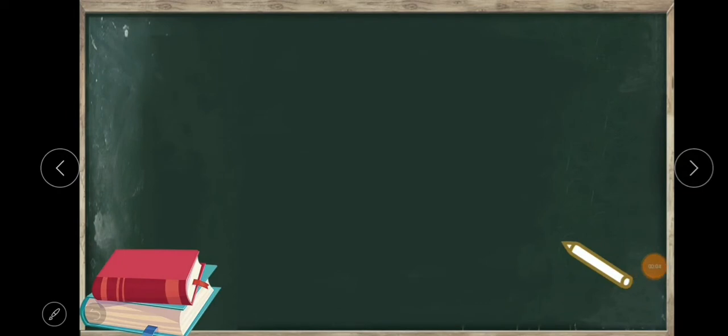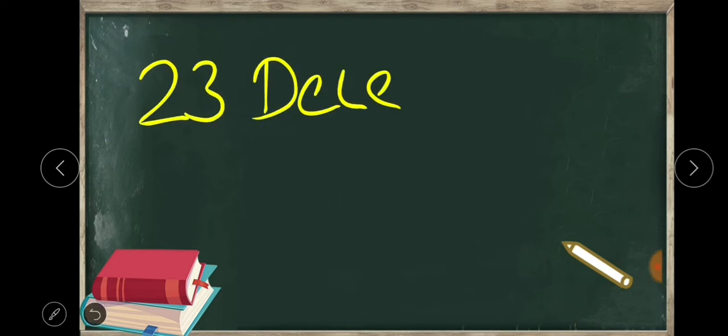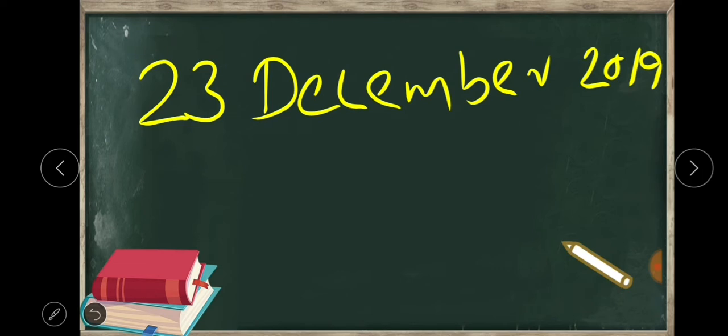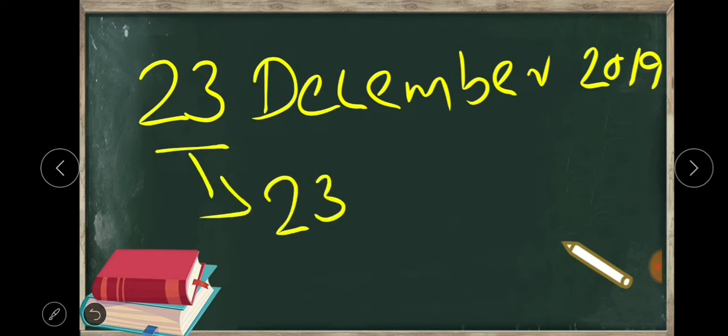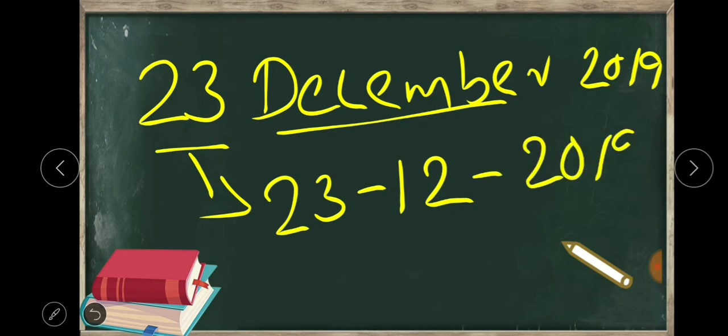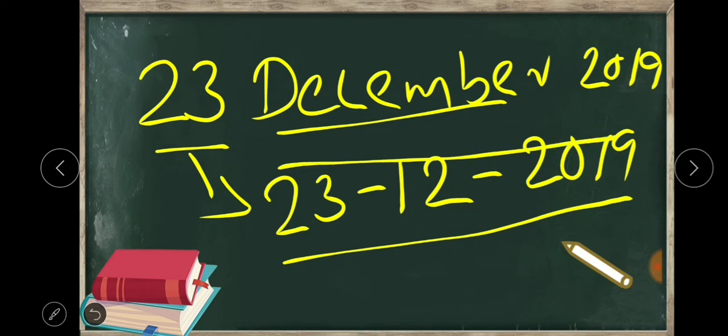One more example. Let's check how we represent the day 23rd December 2019 in DDMMYYYY format. Here we know that we have to rewrite the date. It's 23rd. Next, check the month. It's December, and December is the 12th month of the year. So we can write 12 here, and the year 2019. So 23/12/2019 is the answer.